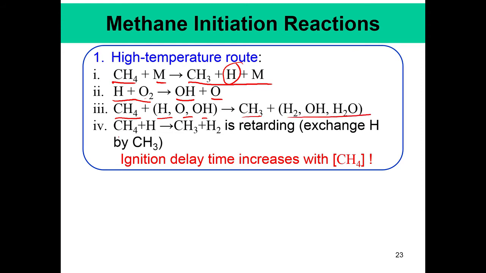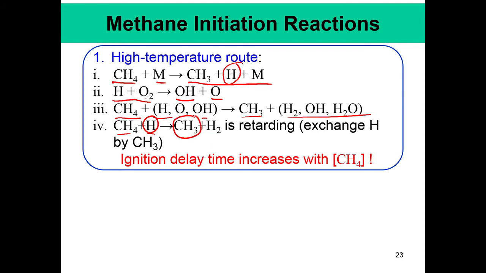But we see that in parallel, if we just consider this reaction, CH4 plus H becomes CH3 plus H2. So, this very energetic hydrogen radical leads to the formation of a less energetic methyl radical CH3.